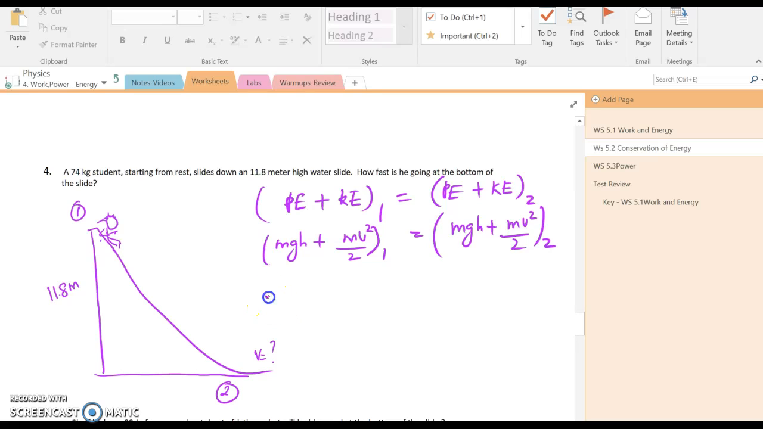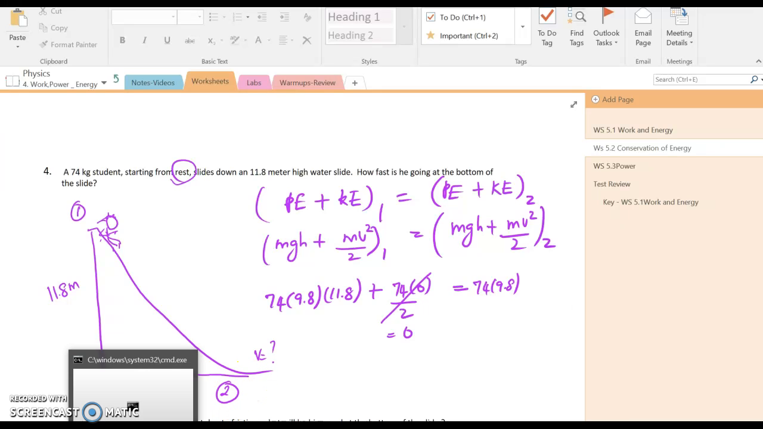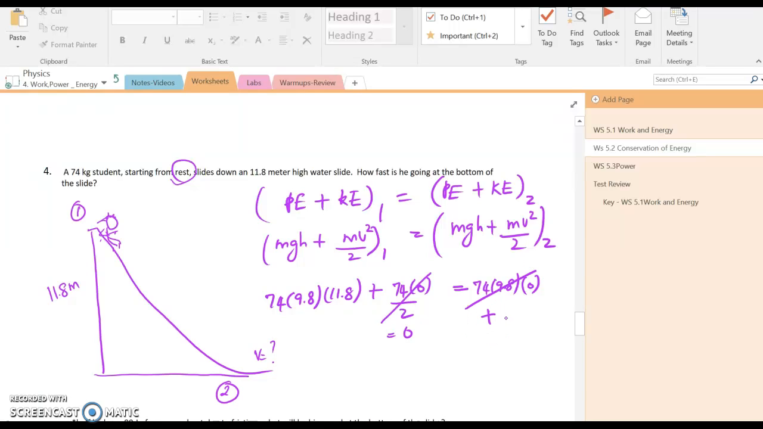The mass is 74 times 9.8 times the height of position 1, which is 11.8 meters. And then he starts from rest, so that means plus 74 times 0 divided by 2, and the whole term is going to be 0. It equals, on this side again, 74 times 9.8 times, what is the height at position 2? That's right, it's 0, so this whole thing becomes 0, plus we have the second term, which is 74 times v squared over 2, where v is what we are looking for.